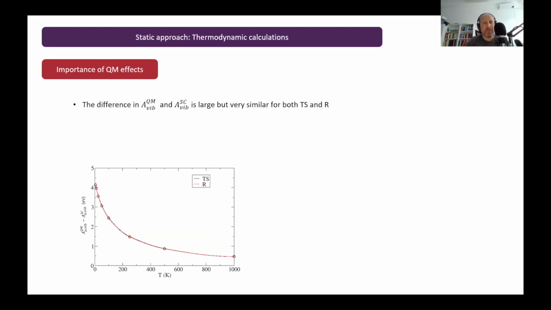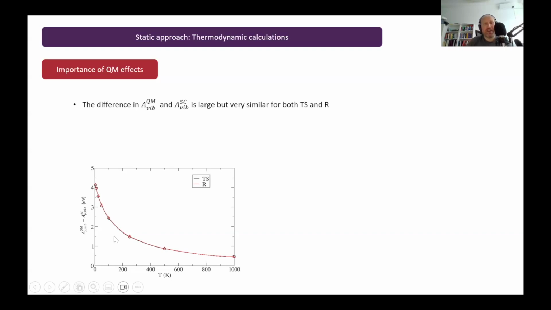Now, how important are the nuclear quantum effects in a free energy calculation? To test that, here I plot the difference between quantum mechanical and semi-classical vibrational energy computed for reactant and transition state for different temperatures. As you can see, at every temperature the difference is quite large. Even at 1000 K, it's as large as 0.5 eV. That's a lot. On the other hand, this difference looks pretty similar for both reactant and transition state.